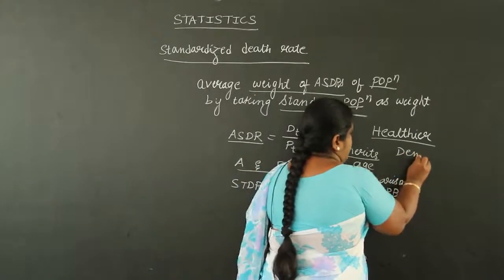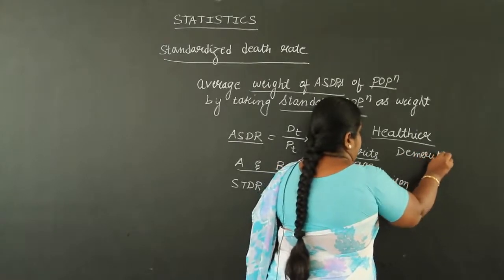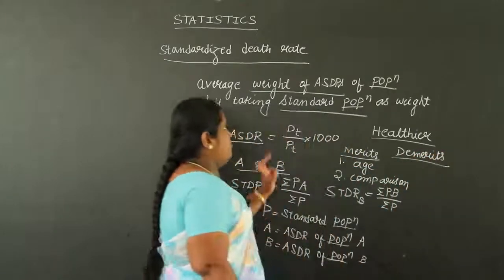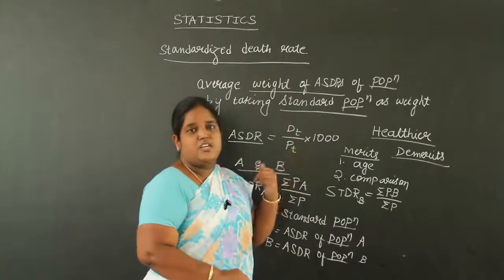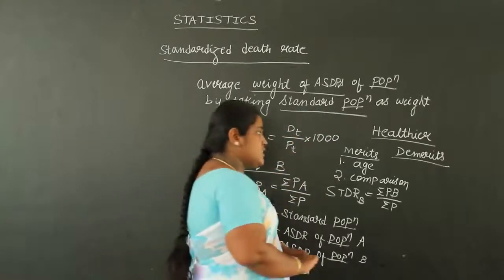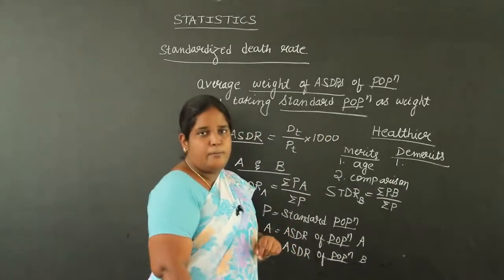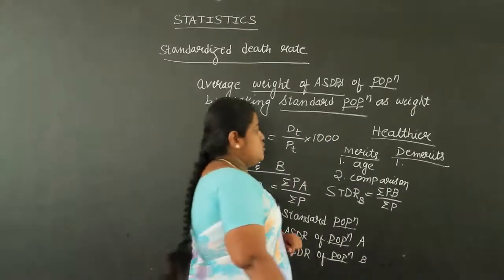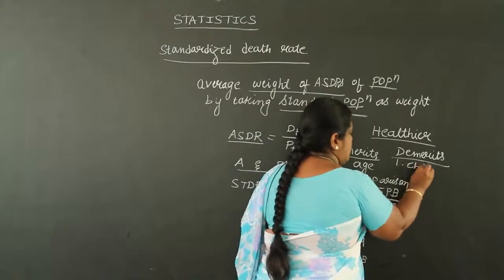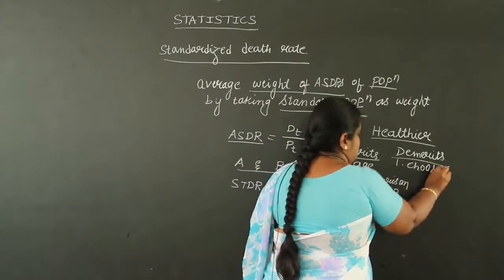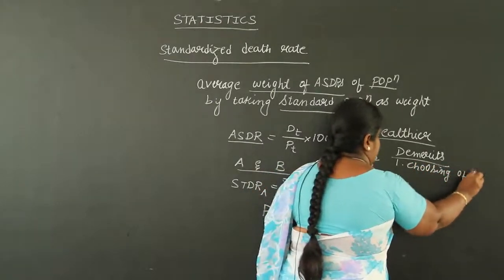Under the demerits, as I said, we have to take the standard population, but deciding the standard population is difficult, whether we have to take one of the given populations or some other population. So choosing the standard population is difficult.